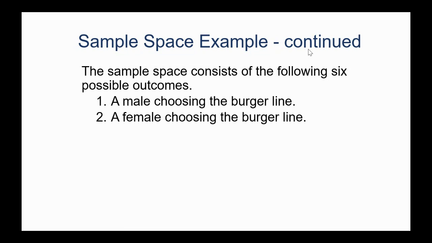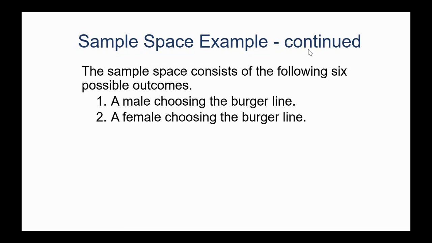So when we do the sample space, there's going to be 6 possible outcomes. And when we try to name them, let's be organized about it. Don't just start naming random things. Think it through. So first, I'll kind of start it off. We have a male that chooses the burger line. Okay, fair enough. What do y'all think the second one would be then? If the first one's male choosing burger line, what do y'all think option 2 is going to be? Female choosing the burger.